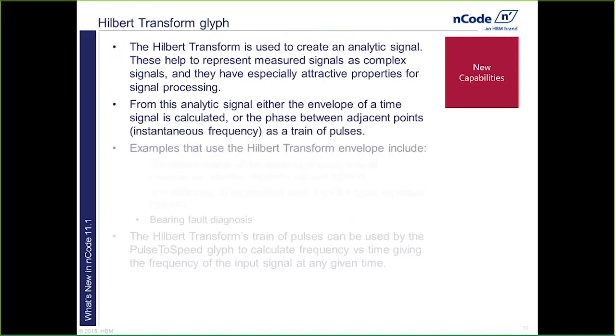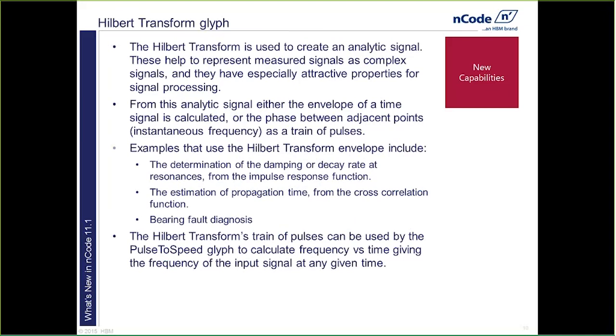So the first of those, the envelope function, is particularly useful for determining the damping or decay rate of a resonant process, say from an impulse response function. So if you measure a hammer test, for example, on a component, you can use the Hilbert transform and generate an envelope of that decaying process and then use that to calculate the damping. In a similar way you can use it to investigate the propagation time from a cross-correlation function. So if you've got two signals, you can run a cross-correlation function between those two and use the envelope function to generate the propagation time between those two signals. And again, like the Kepstrum analysis, it's particularly useful for bearing fault diagnosis.